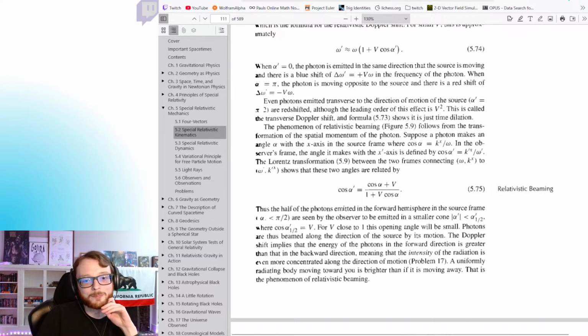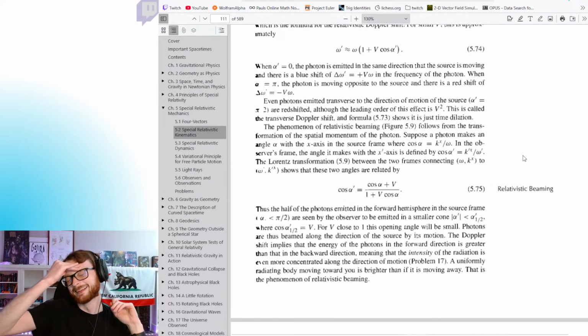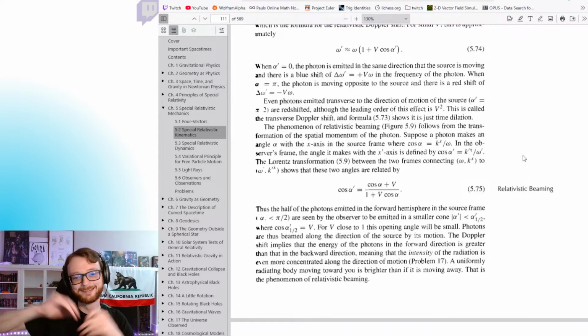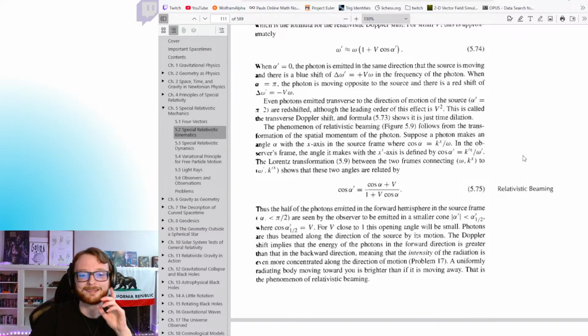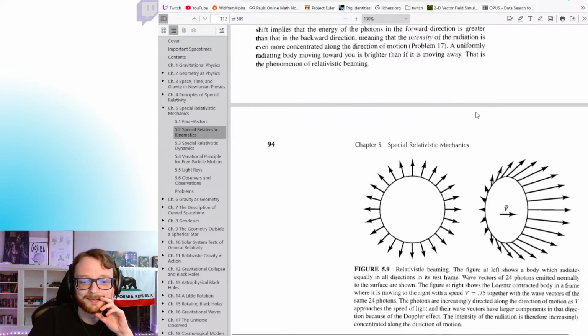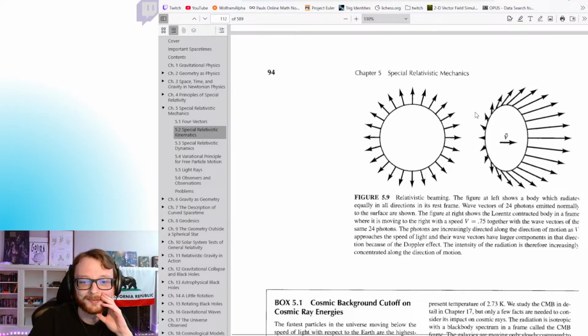Oh yeah, once they started measuring angles in different inertial frames, it got really hard for me to visualize that. Is that this picture on the next page? 5.9. I think it's related to that. Which is kind of crazy that this happens.